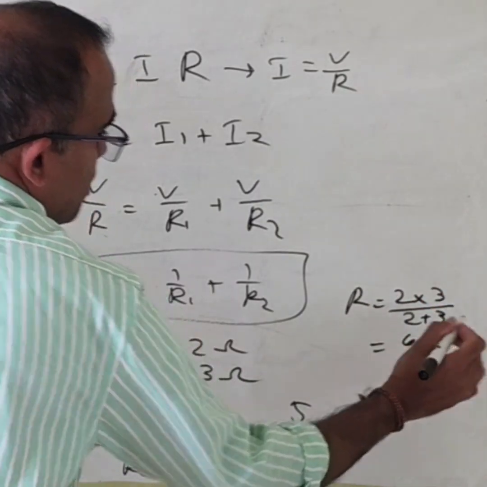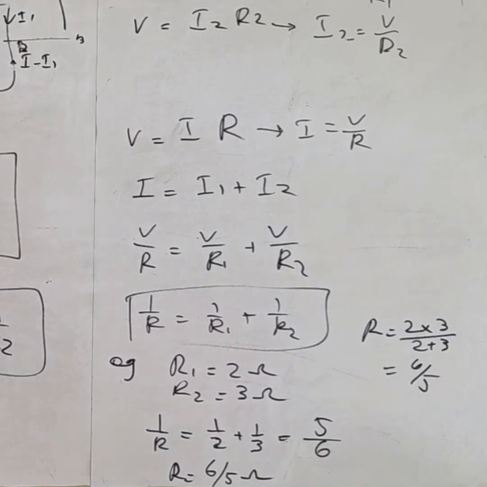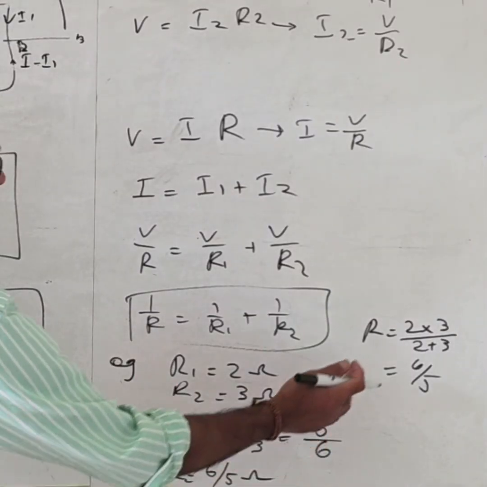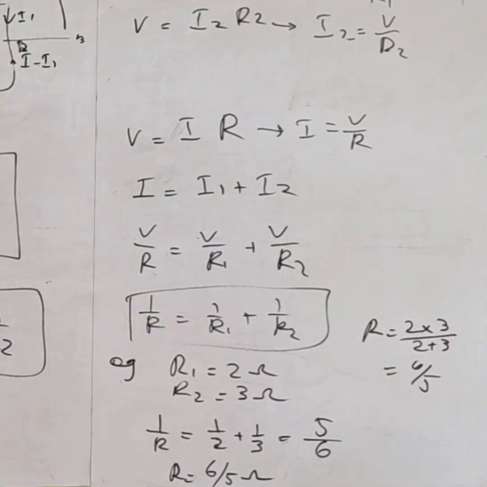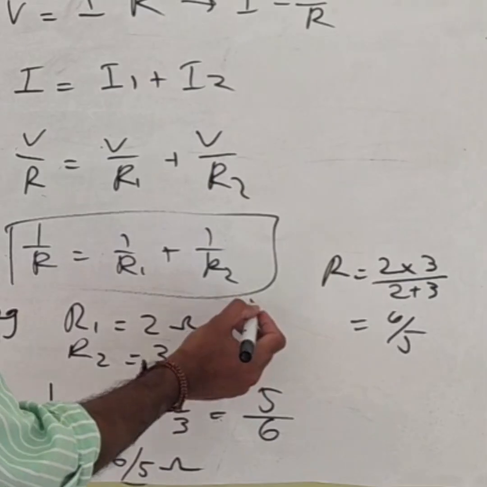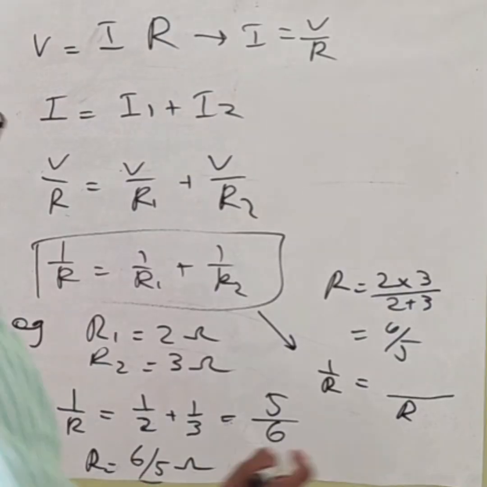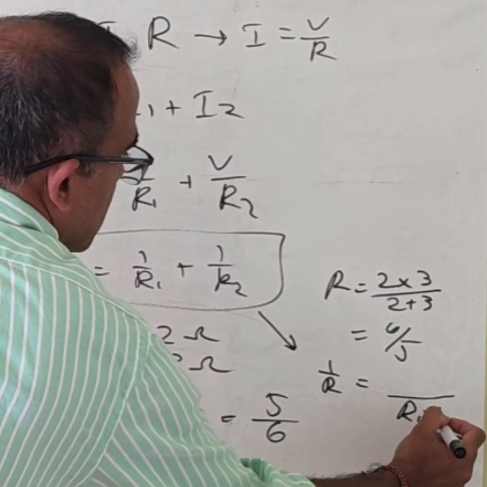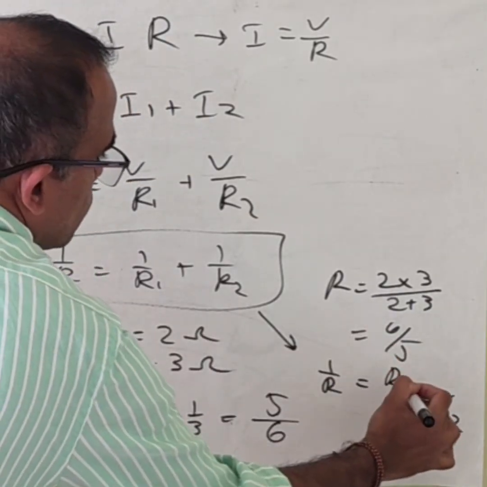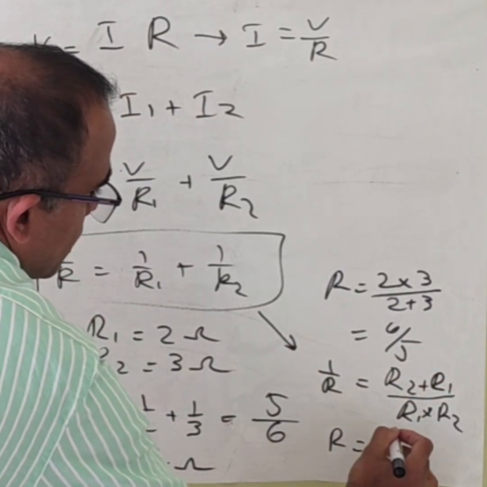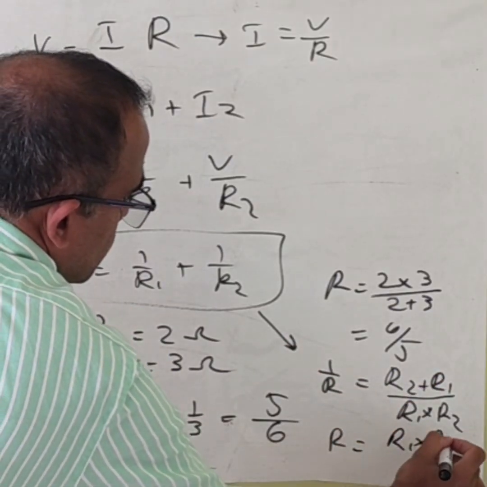So 6 over 5. So in a multiple choice question, if they ask any questions like this, instead of writing all these formulas, by practice you can multiply it and divide by the addition, you will get the answer straight away. Because how it is coming is 1 over R is, if you get the least common multiple, it is R1 times R2. Here it will be R2 plus R1. So if you get the reciprocal, R is equal to R1 times R2 over R1 plus R2.